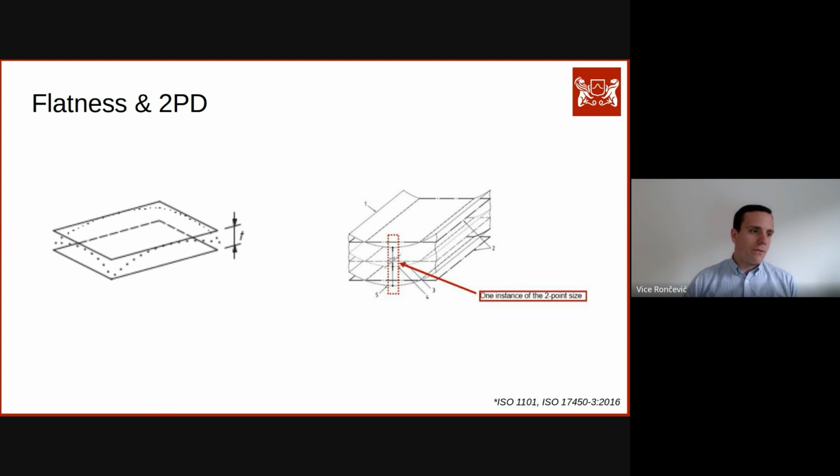So what you can see on the left side of my slide is the flatness. So when you see that symbol for the flatness, and you say flatness 0.2, so 0.2 millimeters, what does that exactly mean?